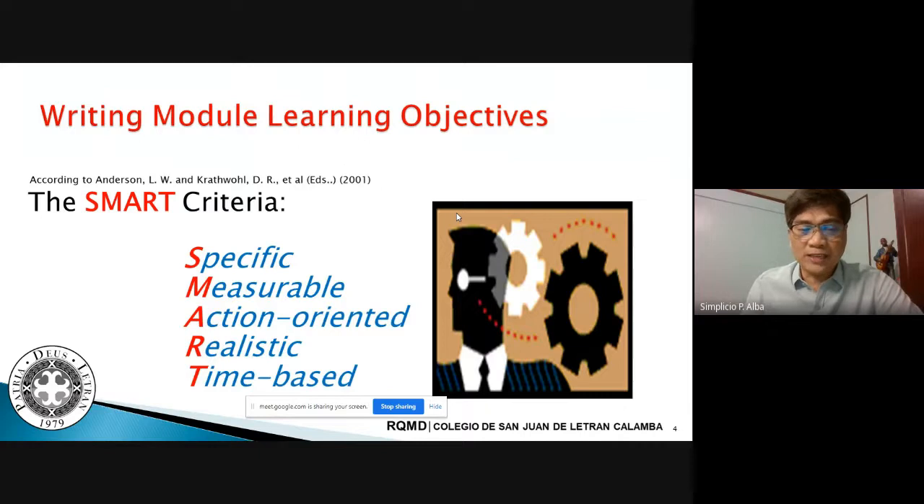Why specific? That in writing your objective, you should describe precisely what your learner should be able to do. Measurable, that you should shoot for learning that can be observed or measured. Action-oriented, that you should use action verbs to show behavior change or acquisition. Realistic, that you should have reasonable expectations given the conditions for instruction. And time-based, that you should specify a time frame for the learning.